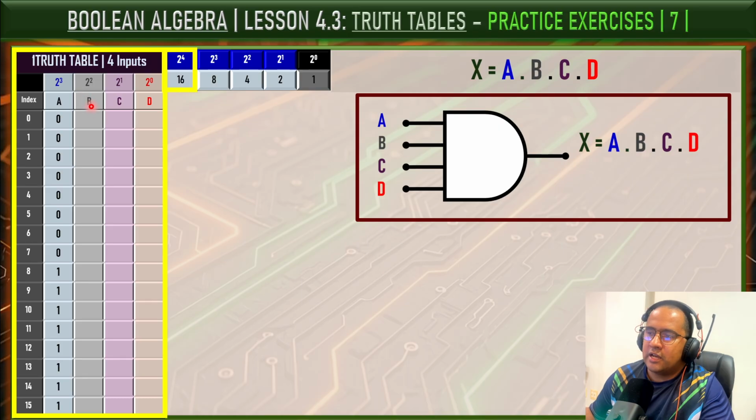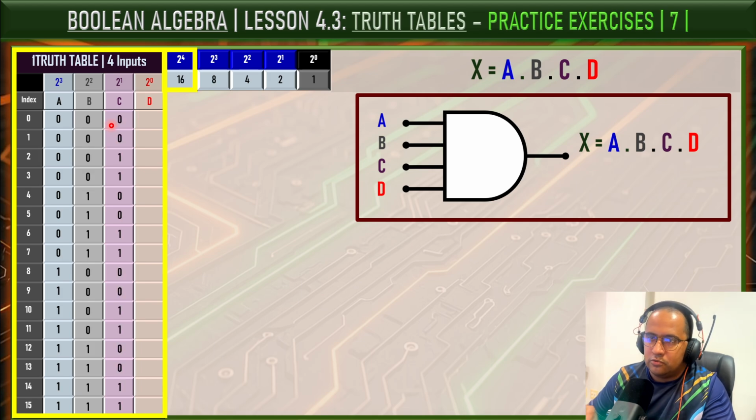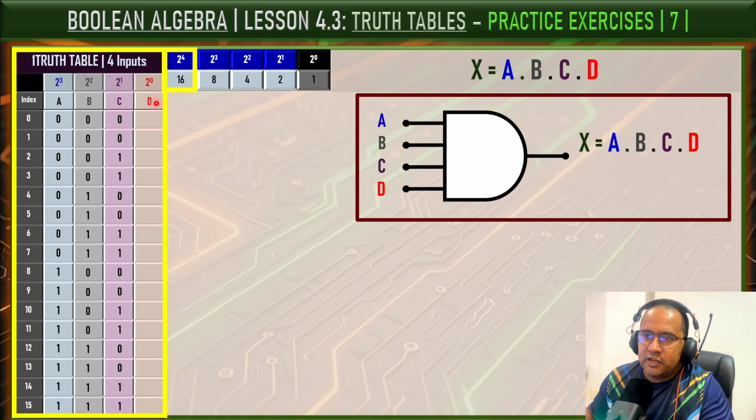Next, we complete the column B. B has a weight 2 to the power of 2. For this reason, its value changes every 4 rows. Column C has a weight 2 to the power of 1, which means its value alternates every 2 rows. Okay, 0, 0, 1, 1, 0, 0, 1, 1, and so on. And finally, the input D. D is the least significant bit. It has a weight 2 to the power of 0, which means its value changes every row.